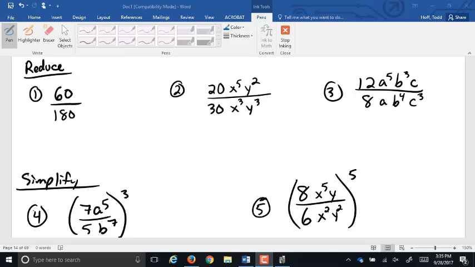So the 60 over 180, we're just reducing it. We're dividing out common denominators, or common factors. Now we could factor it all out and just cross off common factors if we wanted to. But if we look at that, what do we notice that both of those can be divided by?